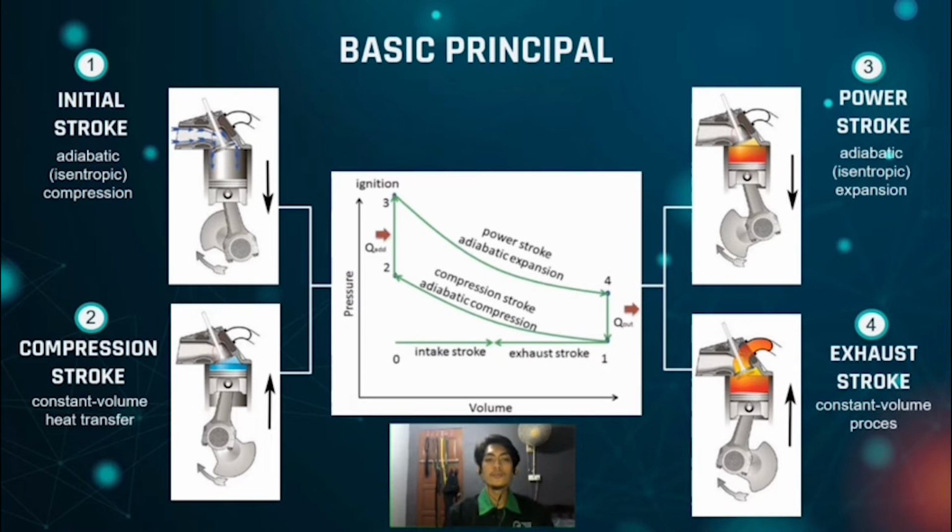Process 3 to 4 is an adiabatic or isentropic expansion. Process 4 to 1 completes the cycle by a constant pressure, constant volume process in which heat is rejected from the air while the piston is at bottom dead center. Process 1 to 0, the mass of air is released to the atmosphere in a constant pressure process.